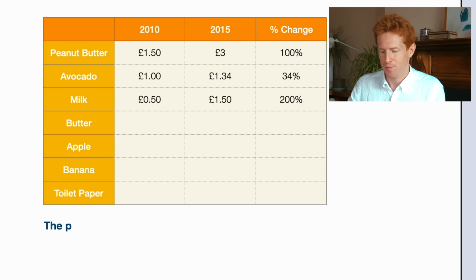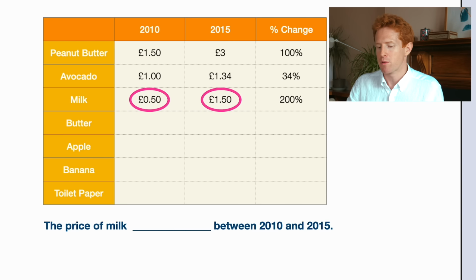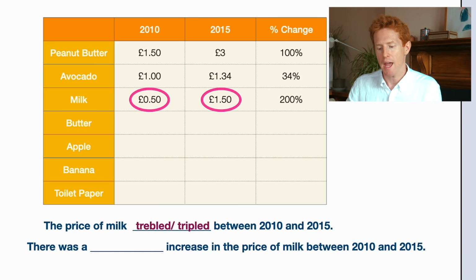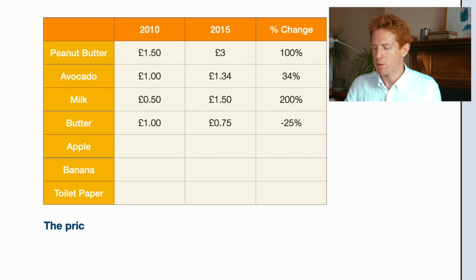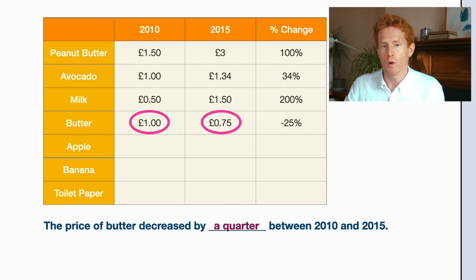And then we take milk. The price of milk, something between 2010 and 2015. The price of milk trebled or tripled, both are fine, which means it's gone up 3 times. And do you remember we said doubled and twofold increase? Well, we can do the same here. There was a 3-fold increase in the price of milk between 2010 and 2015. Now let's look at butter. The price of butter decreased by something between 2010 and 2015. So £1 to 75p, it's a 25% decrease. The price of butter decreased by a quarter between 2010 and 2015.